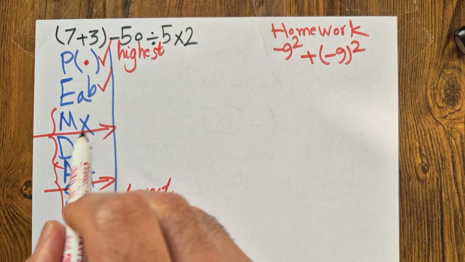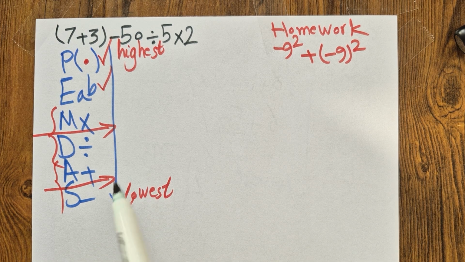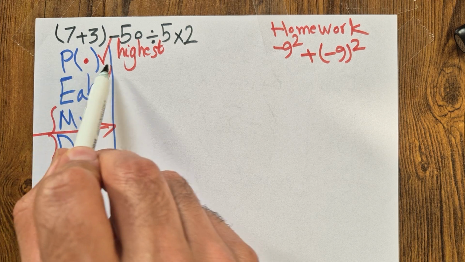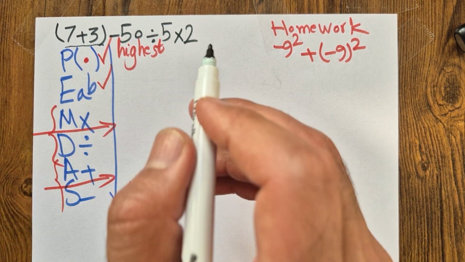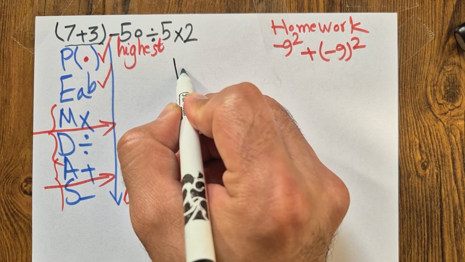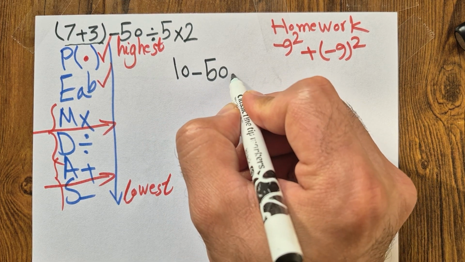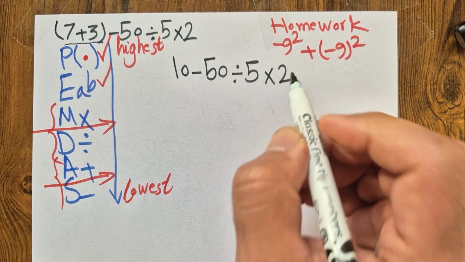So for God's sake, learn PEMDAS once for all. Never be lost. Learn PEMDAS. That being said, let's do the original expression correctly. Do we have any parentheses in the expression? Yes, here it is. This is the parentheses. Let's do this. 7 plus 3 gives us 10, and write everything else down. 10 minus 50 divided by 5 times 2.